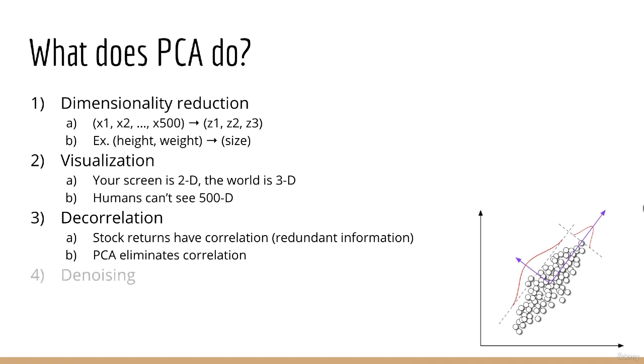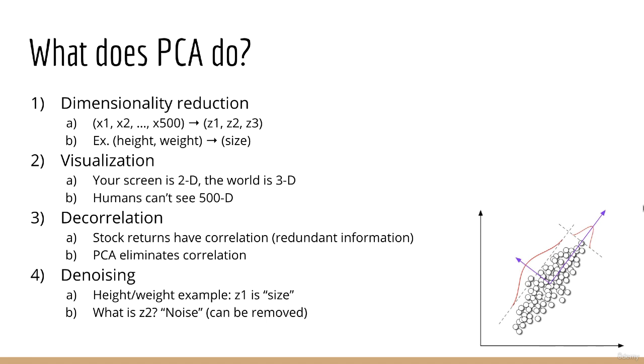Finally, the fourth task that PCA can accomplish is denoising. As you recall from our height and weight example, the direction of largest variance represented size. But there was another dimension with very small variance. Our interpretation of directions with very small variance is that it's just noise. So by discarding those dimensions, we are removing noise from the data. Okay, so now let's discuss each of these topics in more detail.